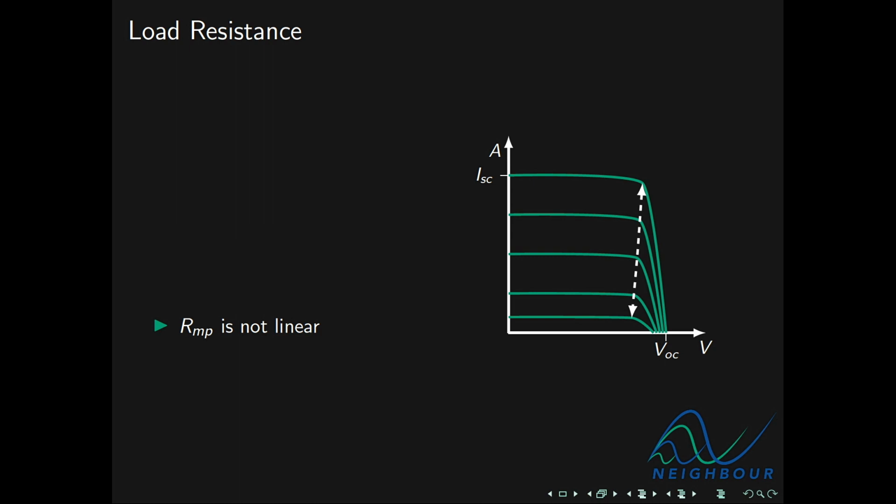And the final thing to bear in mind is RMP actually doesn't behave like a regular resistor, so it doesn't intersect with the origin. The more light or less light that you shine on it, it's going to travel in a more or less vertical direction.